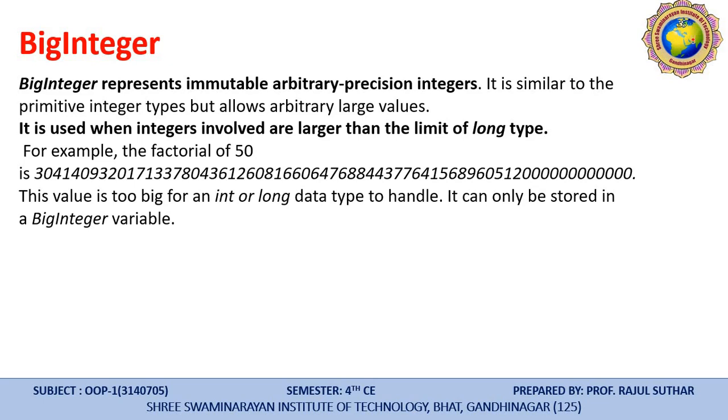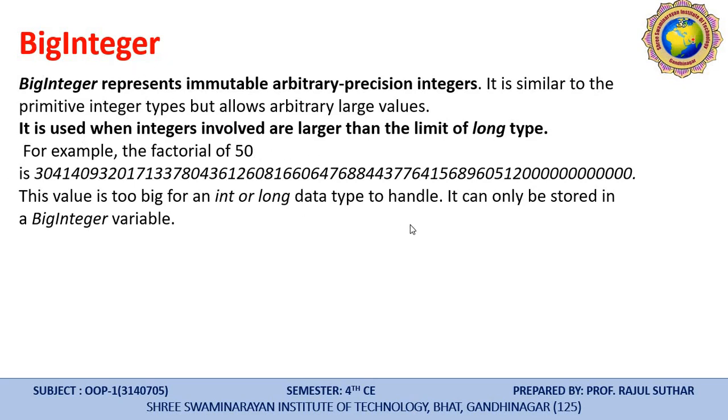So what do you mean by big integer? Here big integer means it represents the immutable, arbitrary precision integer. It is similar to the primitive integer. We are all familiar with integer, float and characters; all these things are primitive data types. So it's called the primitive integer type, but it allows arbitrarily large values. If we require a large value in integer, we require the big integer. In Java, this is the name of big integer.